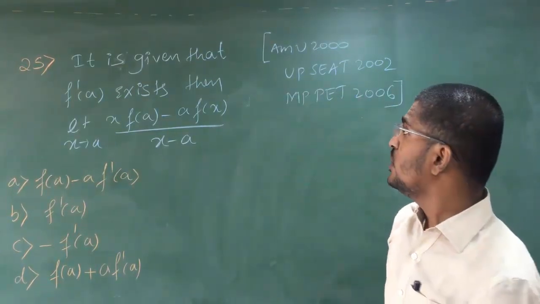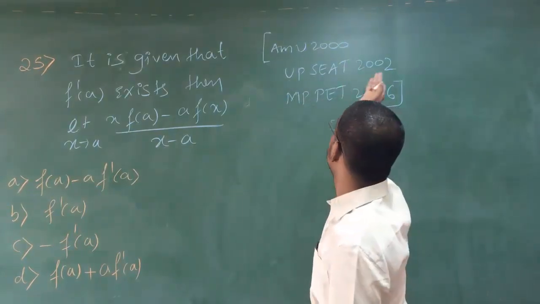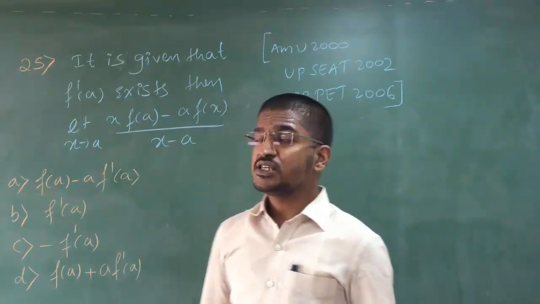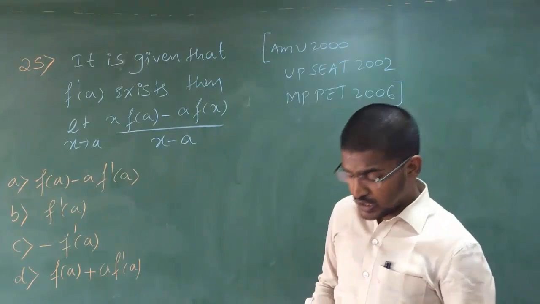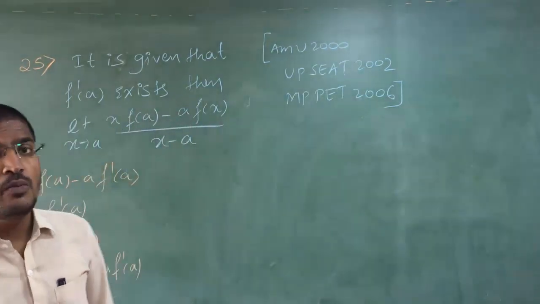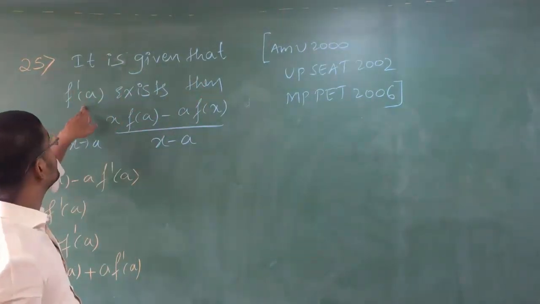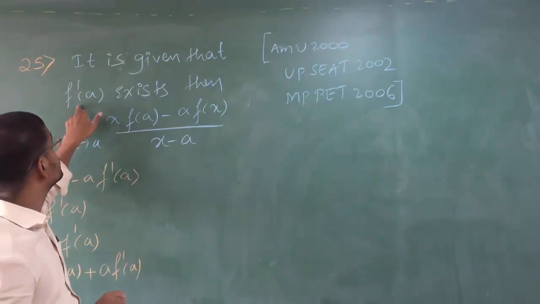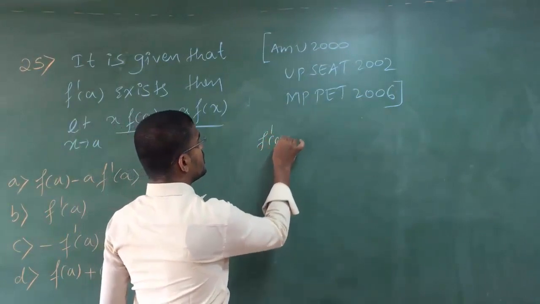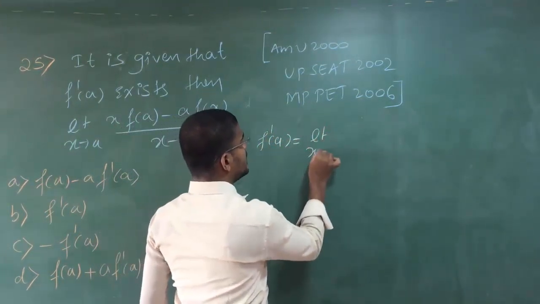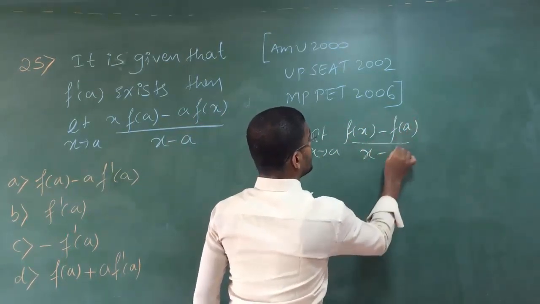See this question, very interesting question dear students, and this is also asked in most of the exams in 2000, 2002 and 2006. This is a very, very interesting problem, that's why it is asked in most of the exams. So now let us see this problem very carefully. It is given that f dash of a exists. That means you must know what is f dash of a. Please remember that f dash of a is equal to limit x tending to a, f of x minus f of a divided by x minus a.